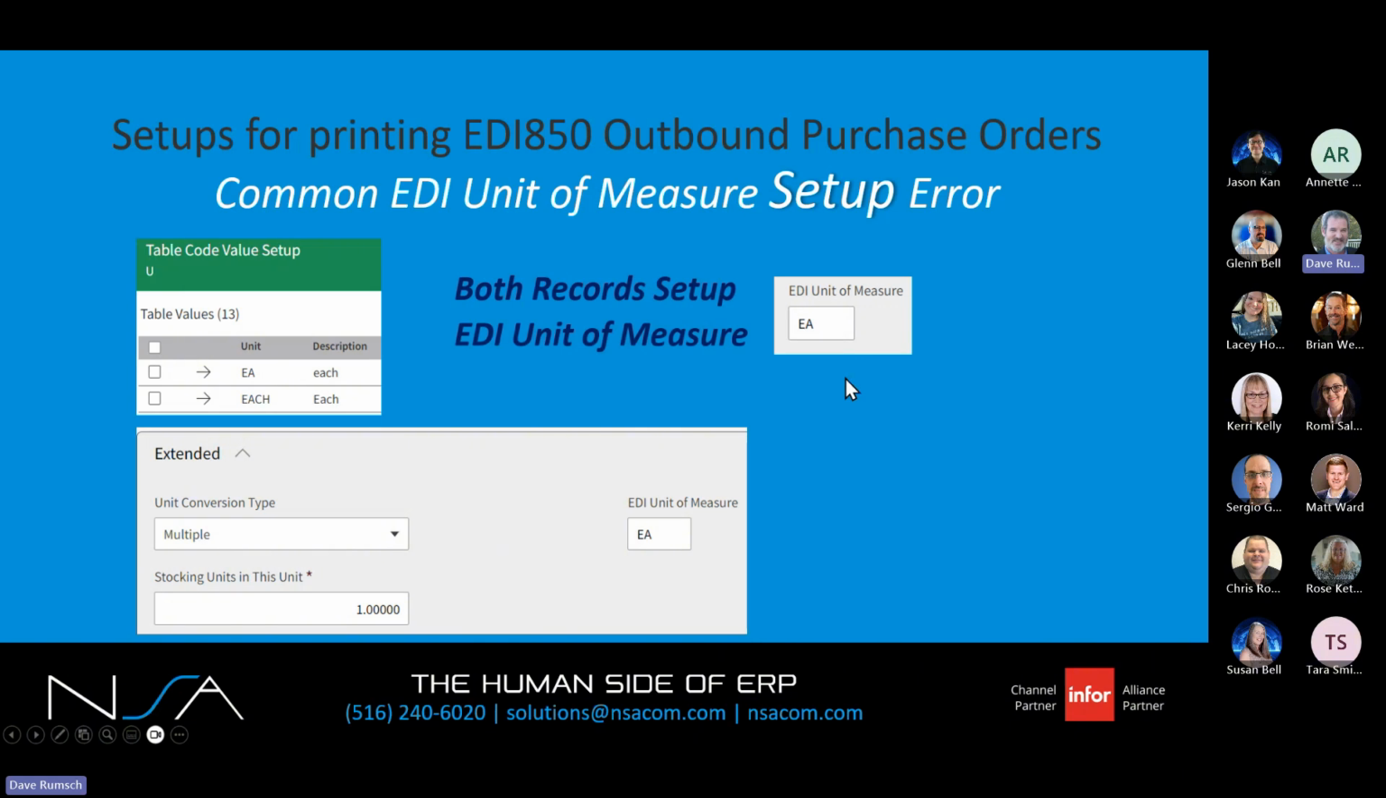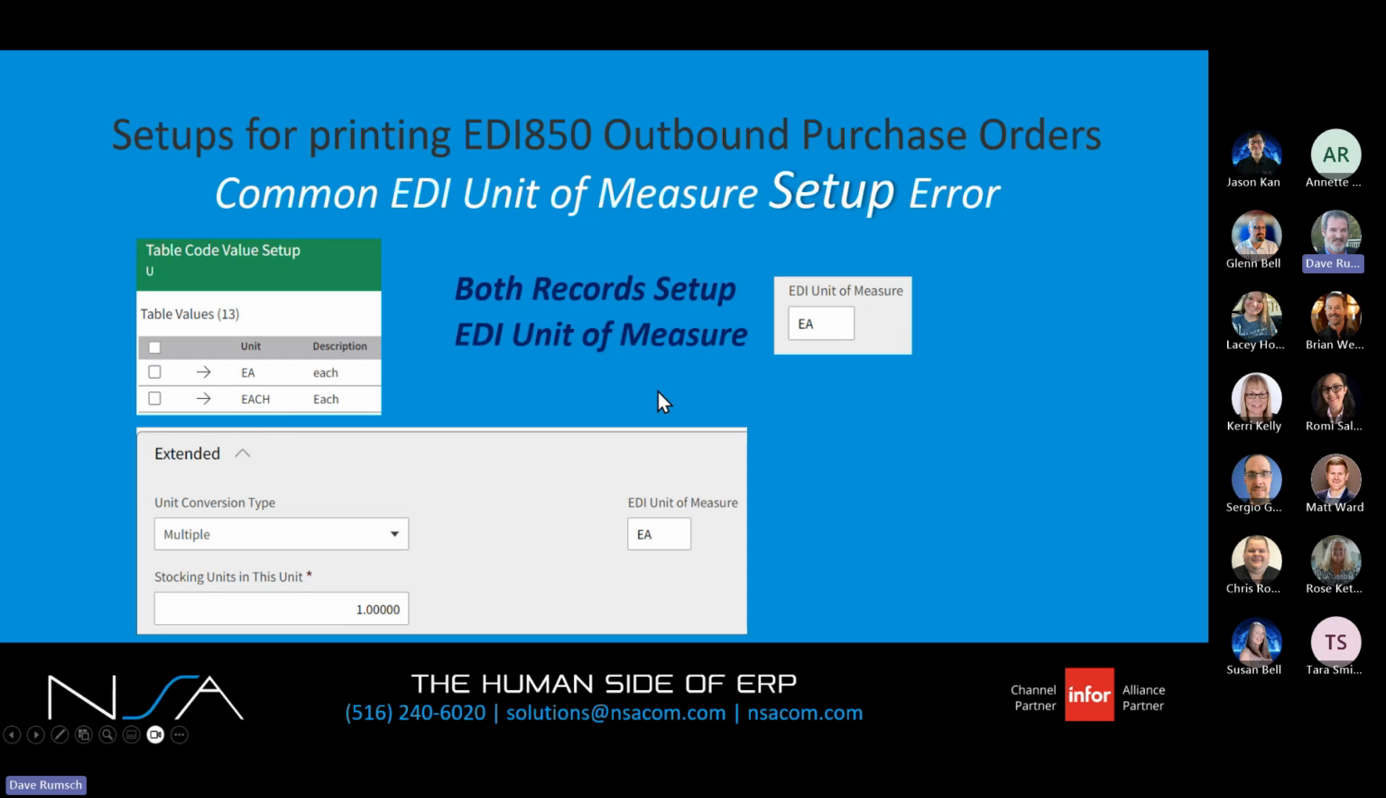Now that would work on an outbound transaction like a purchase order. So if my stocking unit is each, it's sending EA. And if it's EA, it's sending EA. However, on the inbound transaction coming back, an acknowledgement or an invoice, for example, if they send in EA, the system's going to find the first one in the table and it'll look for a stocking unit of EA. If you set that up as EACH, that's not a hit and it won't find the transaction.